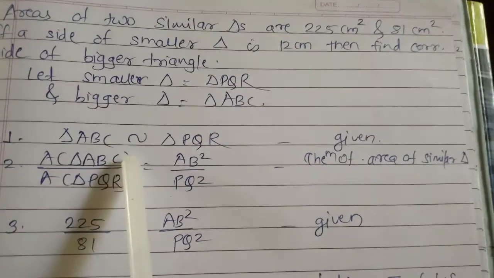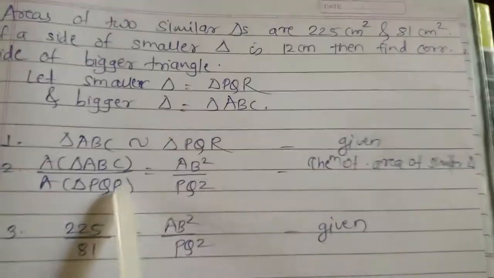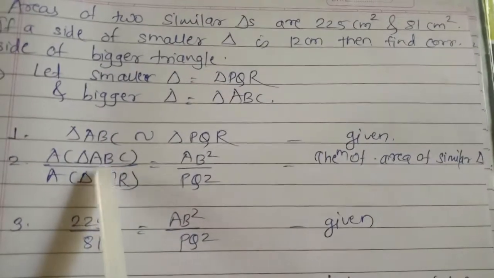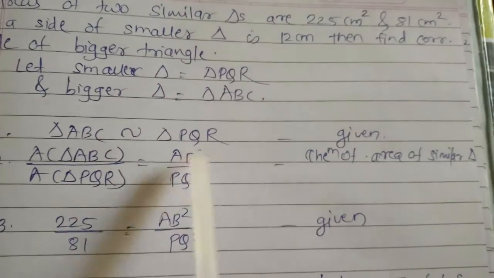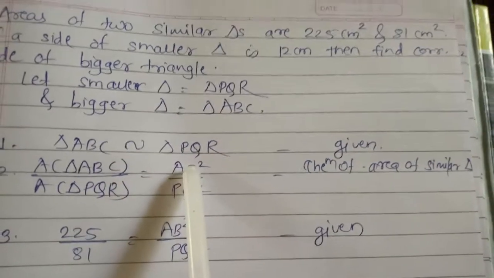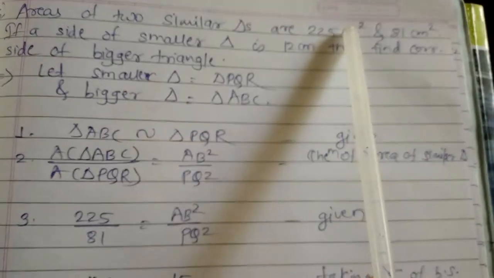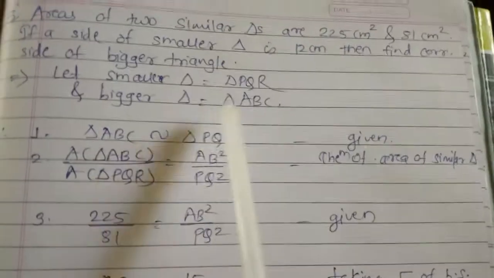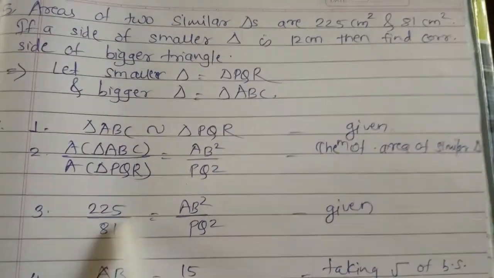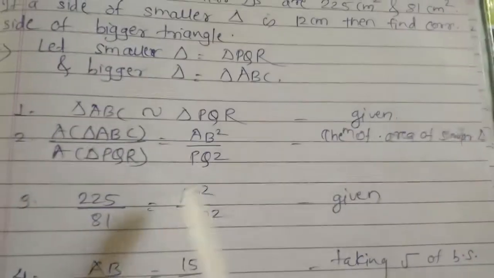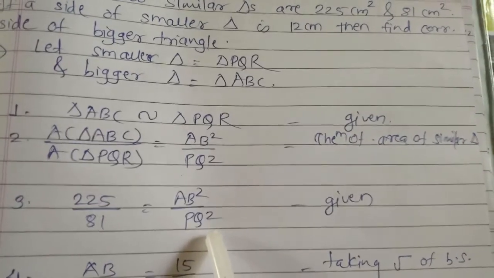So area of triangle ABC upon area of triangle PQR. By the theorem of areas of similar triangles, the ratio of the areas of two similar triangles is equal to the ratio of the squares of their sides. So we write AB² upon PQ². The area of the first, bigger triangle is given, that is 225, and the smaller triangle's area is 81. So 225 upon 81 is equal to AB² upon PQ².